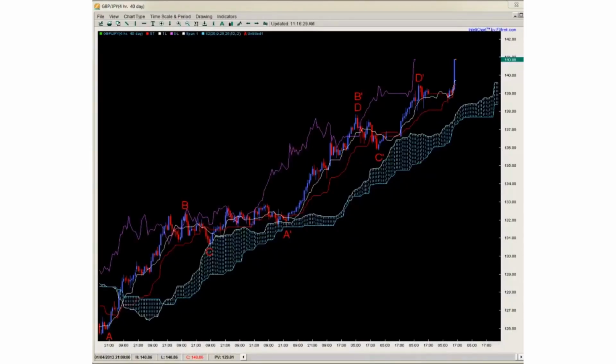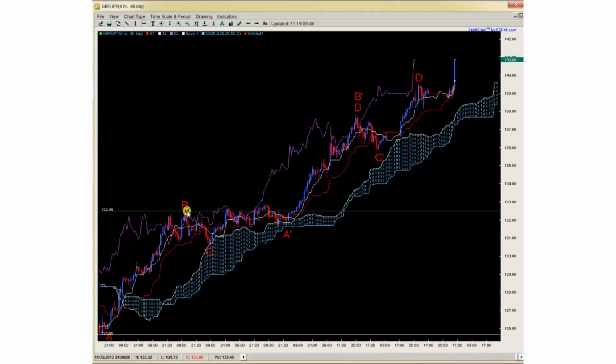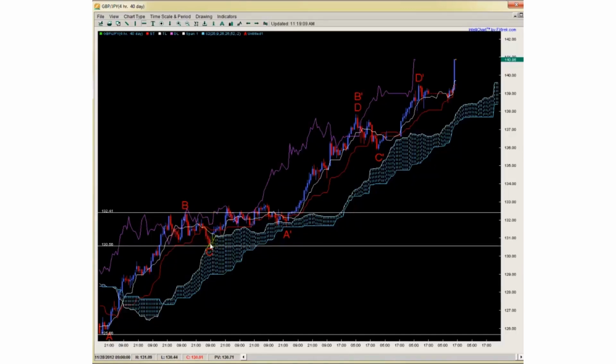Okay, so with that being said, I've marked some of the key points here. A will mark the bottom here. Let me put some lines up. So A marks the bottom of this most recent move. B marks the top of the first I leg here. C is the pullback. Notice how it goes right to the Kumo and then bounces from there. We'll get into the A prime, B prime, C prime, and D prime later. I really want to focus on A, B, C, and D because this is a general example of how you're going to do a calculation.